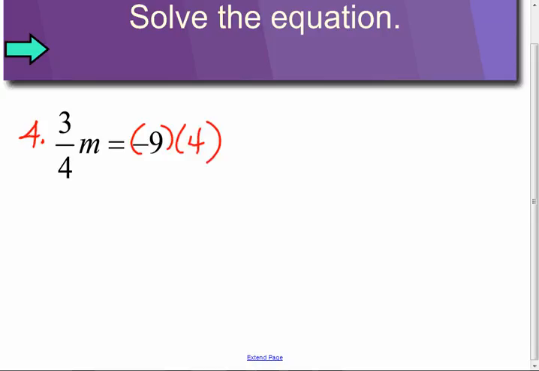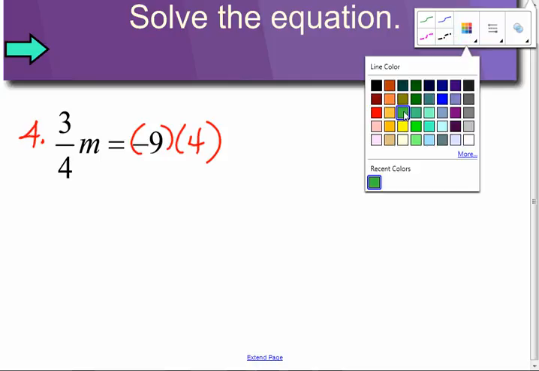Notice my use of parentheses. I don't like the dots because the dots get confused with decimals. And if you had parentheses from the time you're this big, it wouldn't be an issue at all. But unfortunately, I need a new color. Oh, let's try that one.